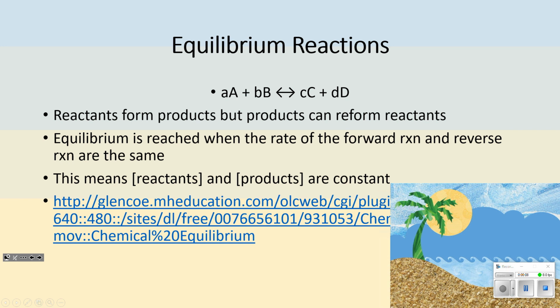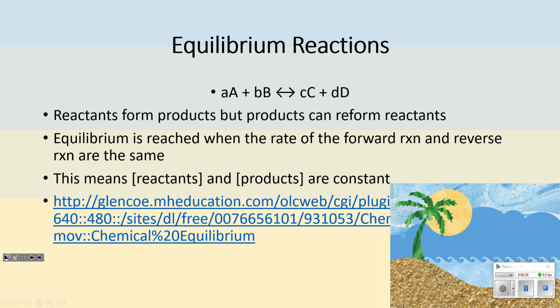Let's start off with an equilibrium reaction. Notice the double arrow in the middle of that equation. That's your representation that it's an equilibrium reaction. That means reactants form products, but then those products can bump into each other and reform reactants. So there's a forward reaction, there's a reverse reaction.